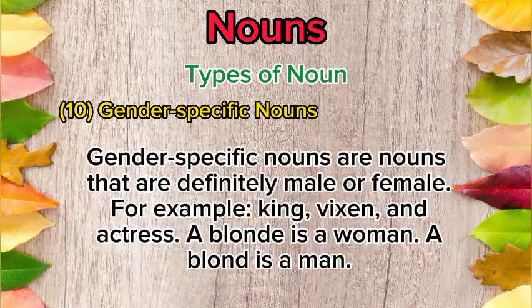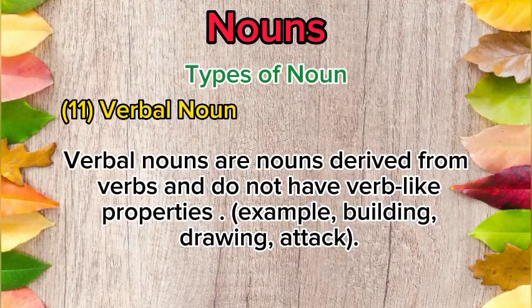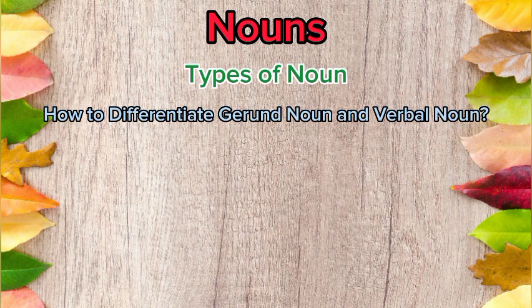Gender-specific nouns. Gender-specific nouns are nouns that are definitely male or female. For example: king, vixen, actress. A blonde as a woman. A blonde as a man. Verbal noun. Verbal nouns are nouns derived from verbs and do not have verb-like properties. Example: building, drawing, attack.